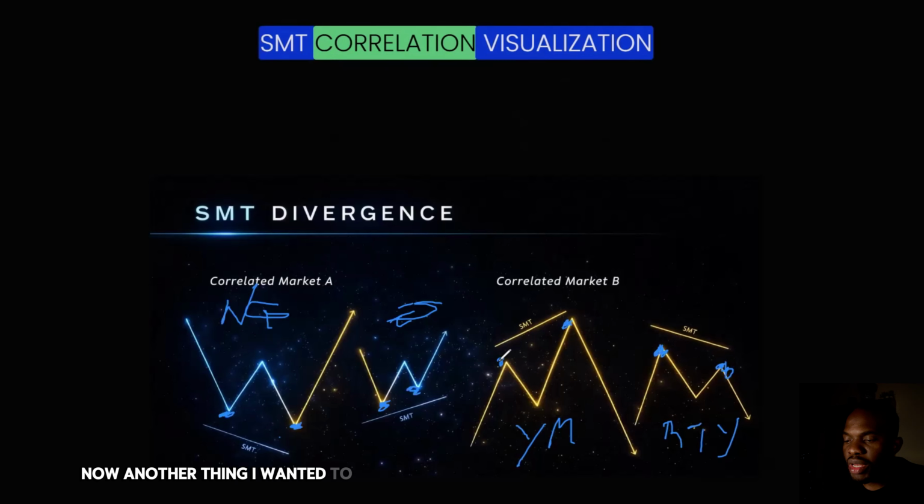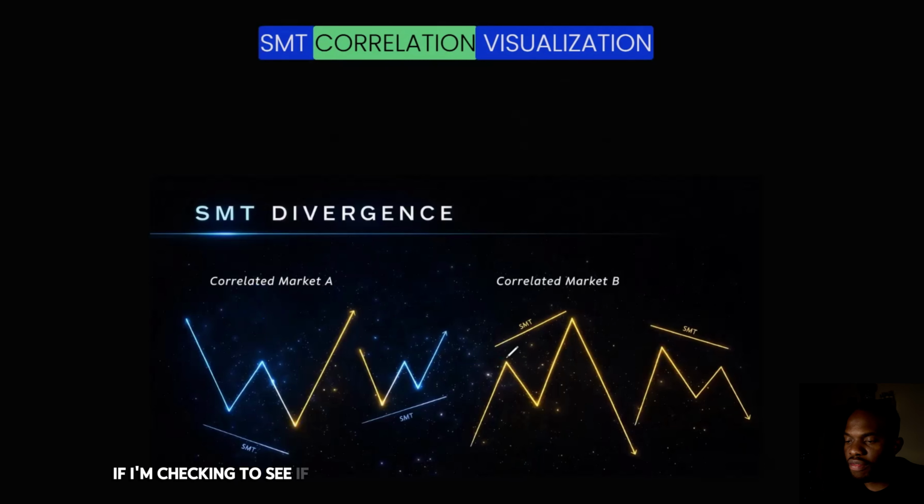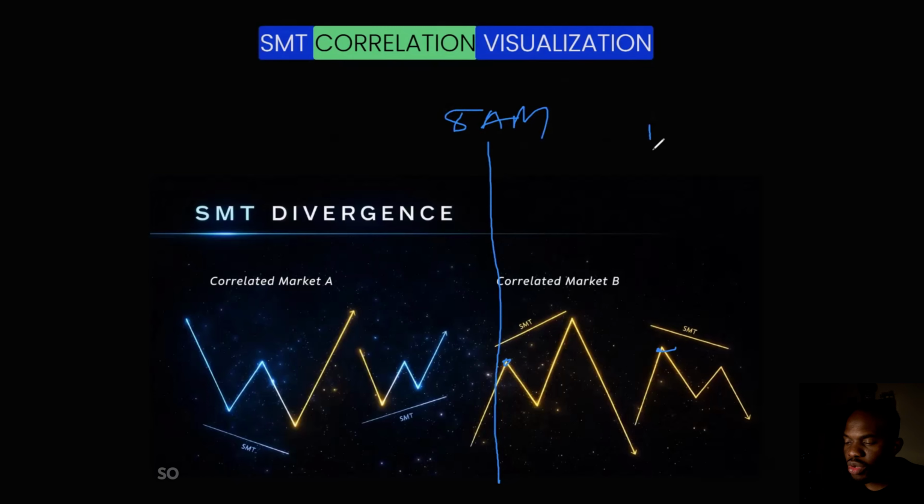Now, another thing I wanted to mention: when you're looking at SMT, it's important to make sure that you're checking correlating time and correlating candles. So if I'm checking to see if this high right here and then this high, this will be essentially what I mean by correlating time. This might be 8 a.m. by the time this high gets printed. So on 8 a.m. or right around 8 a.m., you also check here.